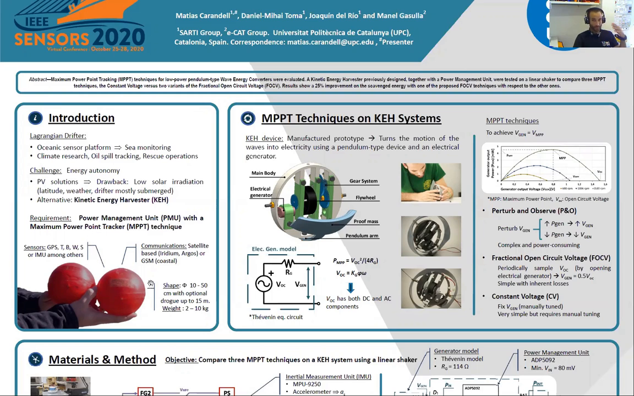My device is a pendulum-type mechanism that turns this oscillation into rotation and is based on a DC electrical generator. It can be modeled by the following Thevenin circuit with its MPP at half of the open circuit voltage. Different approaches can be used to perform the MPPT, such as perturb and observe, which is complex and power consuming, or the fractional open circuit voltage technique, which is simpler but has inherent losses.